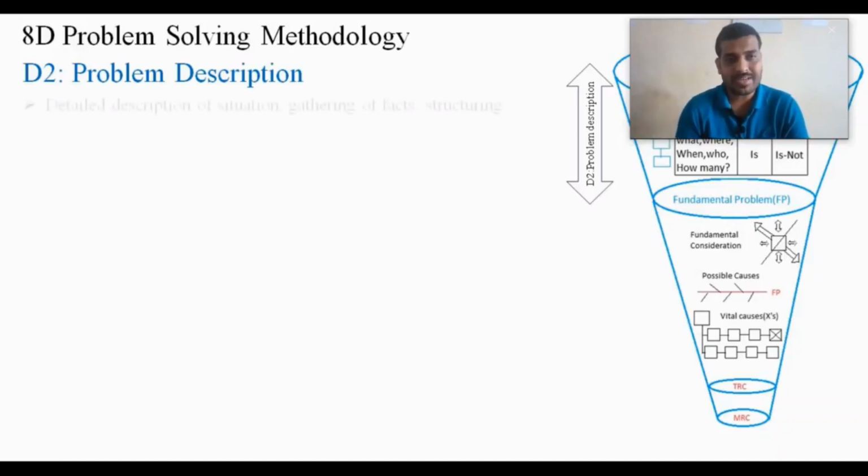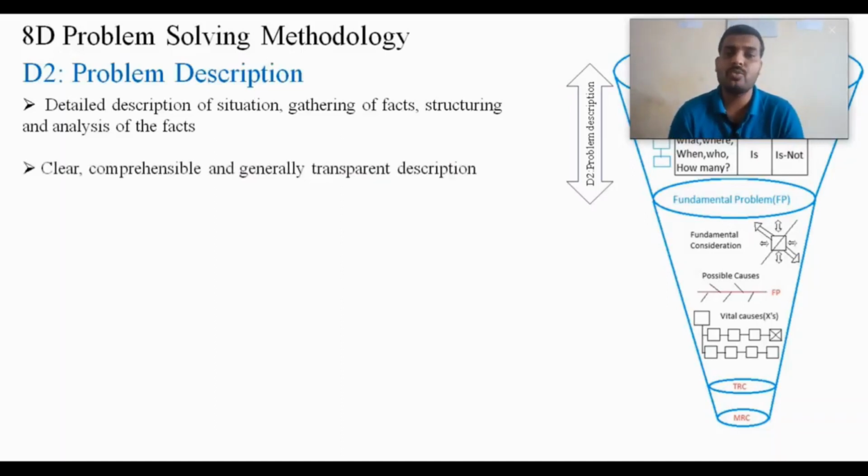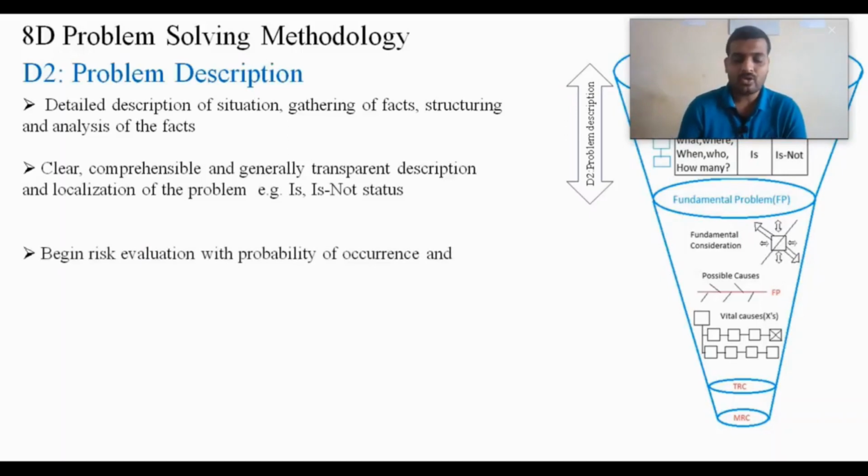Then the description must be unambiguous, understandable and generally comprehensible. If it is necessary, then documented evidence should be provided, for example photographs, flowchart or numeric data analysis. Next, a risk evaluation also begins with the problem description, as this estimates the occurrence probability and damage magnitude. The effect on the end user has to be estimated in order to initiate adequate containment actions in D3.